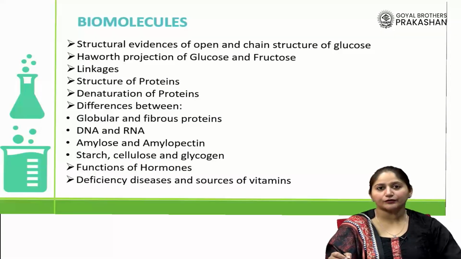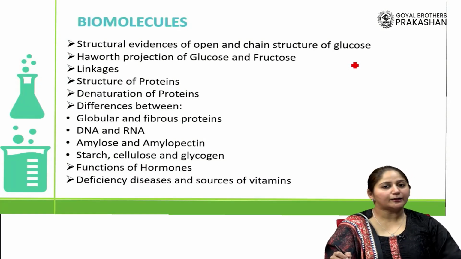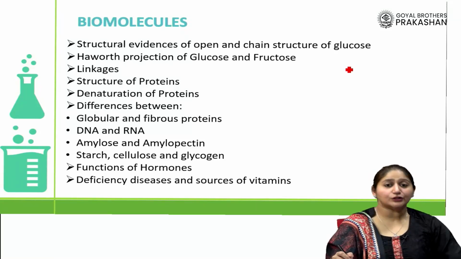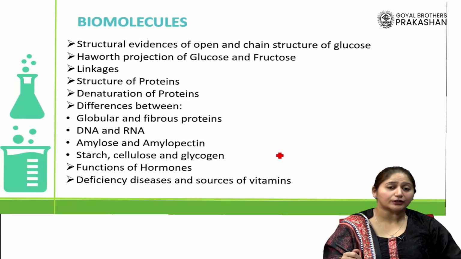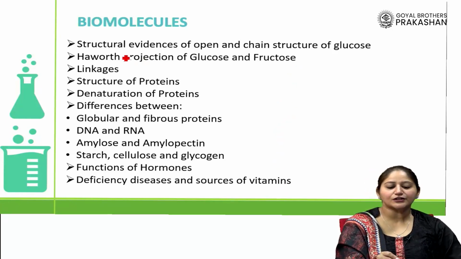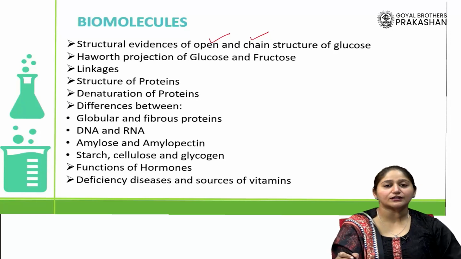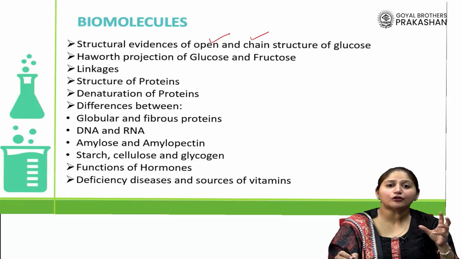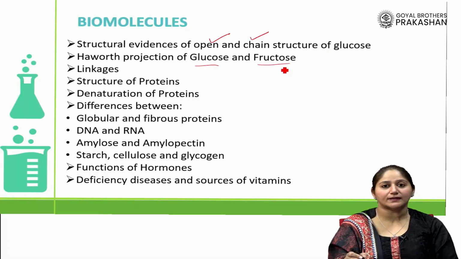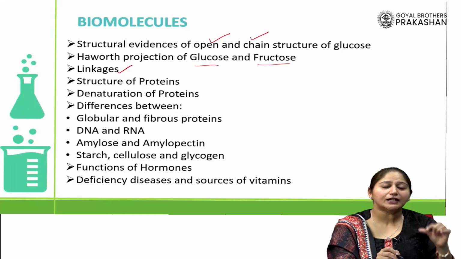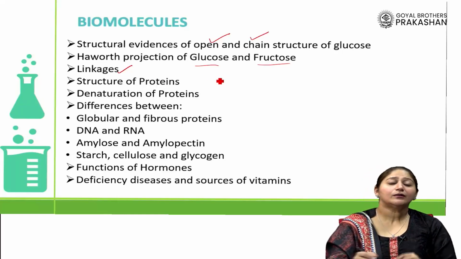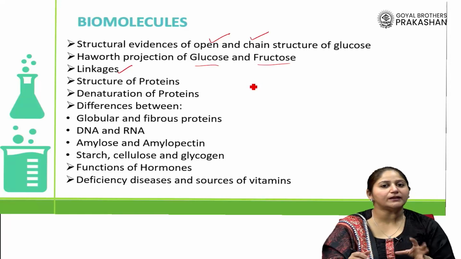Children, the last chapter from book 2 is biomolecules. Biomolecules is also important. Do not try to skip this chapter. Definitely these are the important topics you should take care of. First is structural evidences of open and closed chain structure of glucose. Then how to draw Haworth projection of glucose and fructose. What are the linkages between 2 monosaccharides, proteins, that is, what is the linkage present between 2 amino acids, then what is the linkage in DNA and RNA, you should be well aware of.